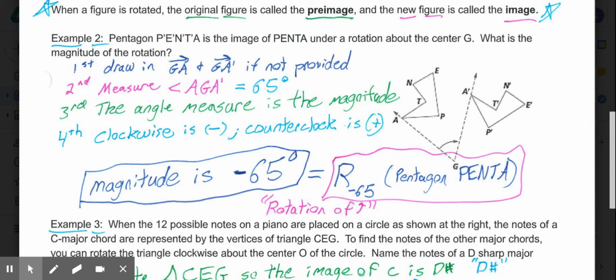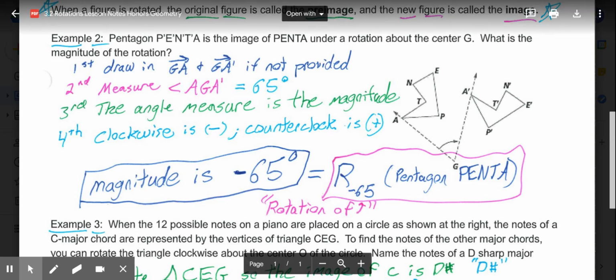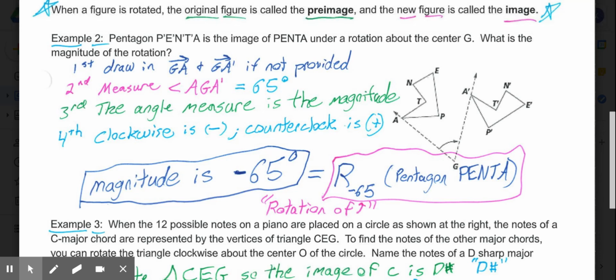Now, the angle measure is the magnitude. So the last thing we need to figure out is if it went positive or negative direction. So from our original to our new, that's a negative direction. So it would be a negative 65 degrees. So our magnitude is a negative 65 degrees.